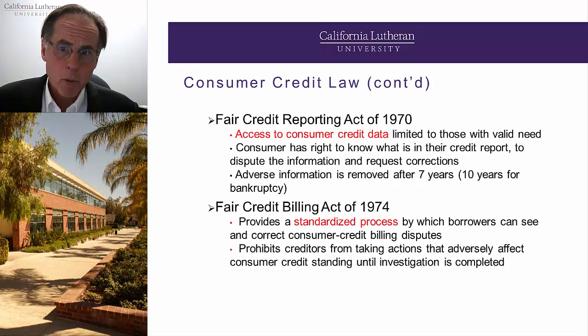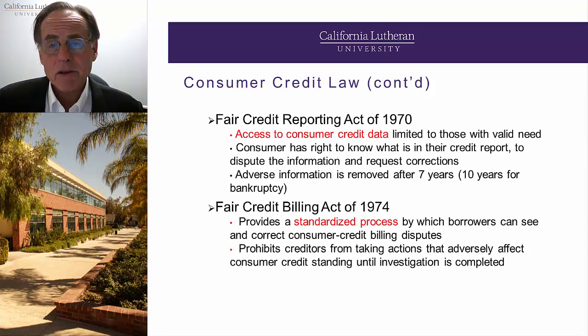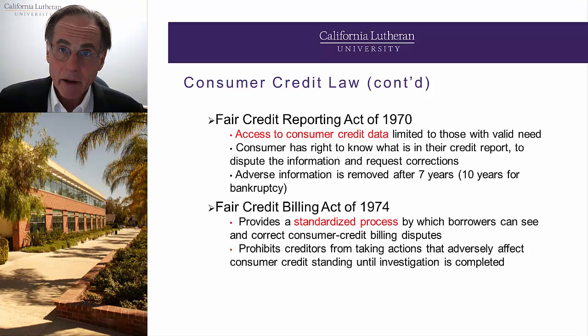The Fair Credit Reporting Act of 1970. Access to consumer credit data is limited to those with valid need. The consumer has the right to know what's in their credit report, to dispute the information and request corrections. Adverse information is removed after 7 years. Note that bankruptcies are removed after 10 years.